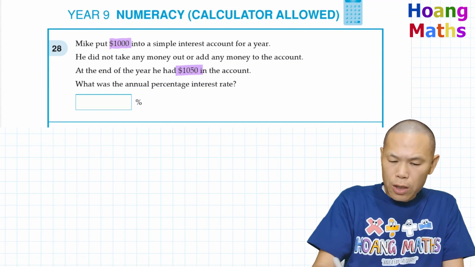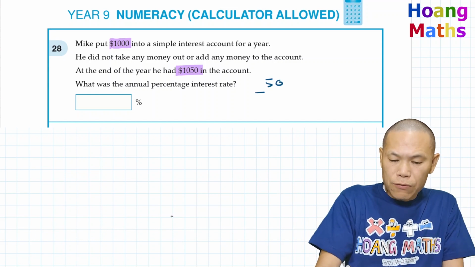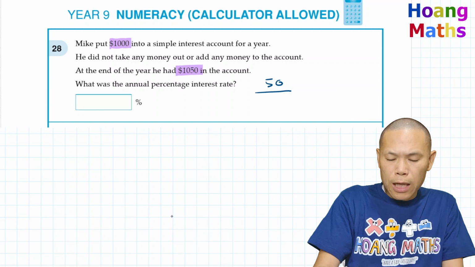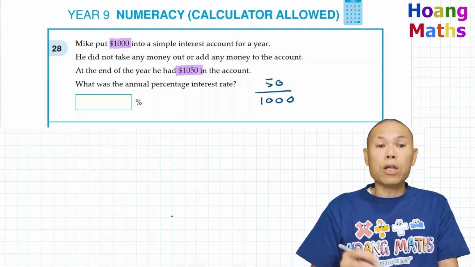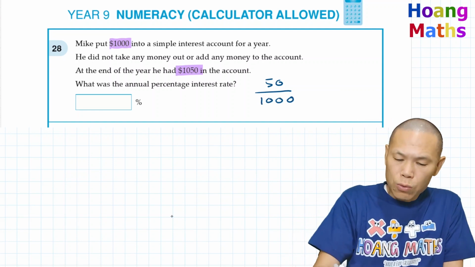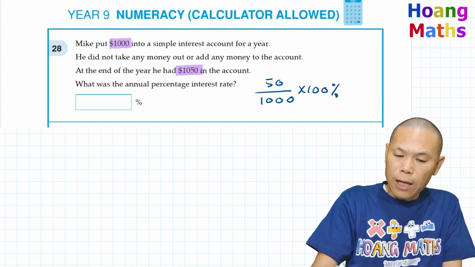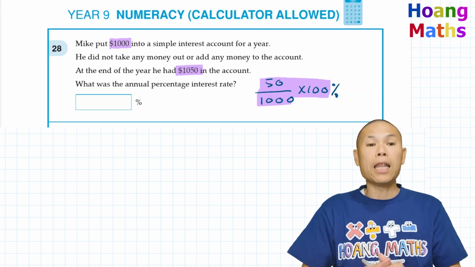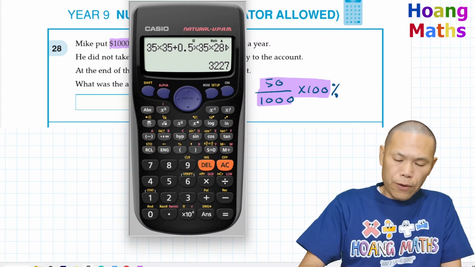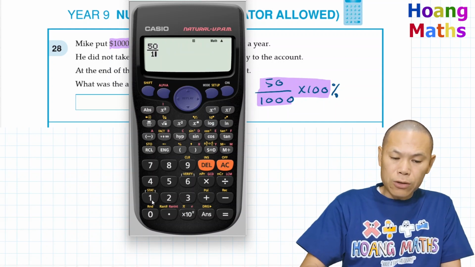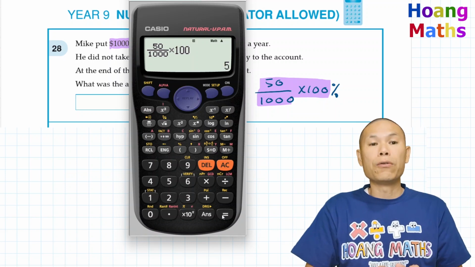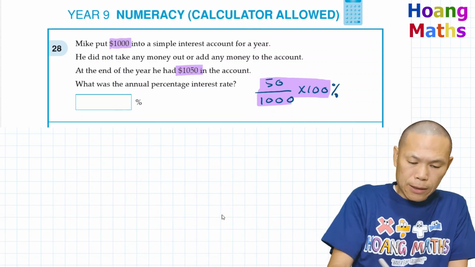So we just go $50 and divide it by the amount he put in, that is the original amount, and then because we want it in terms of percentage, we times by 100%. So we put that on a calculator: 50 times 100 divided by 1,000. So I just go 50 over 1,000, and we times 100. So there you go, equals 5. So that is 5%.